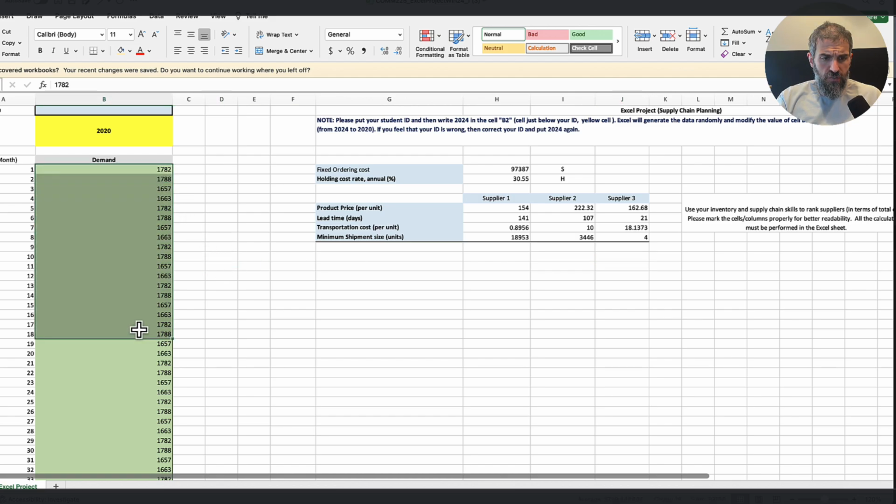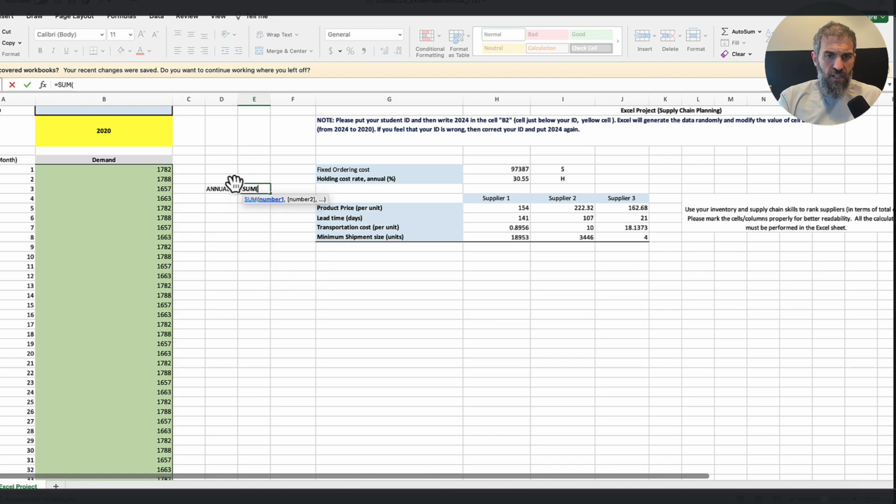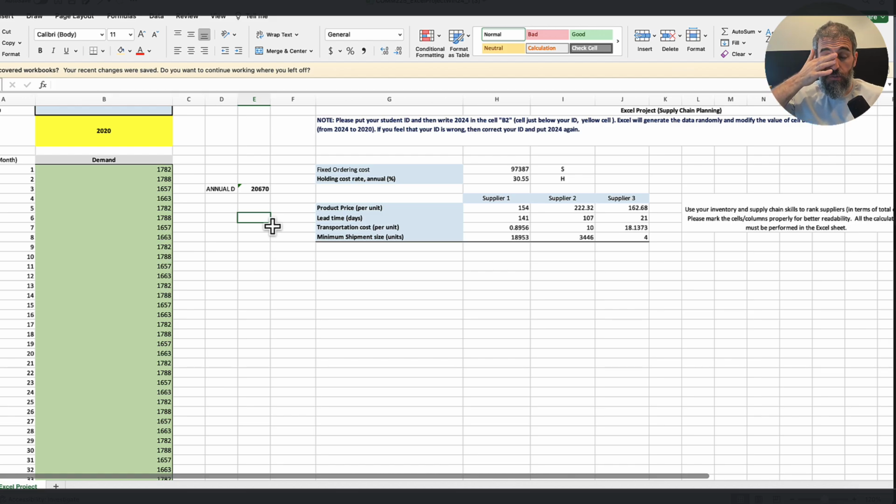You've got here a bunch of data, and it looks to me this is monthly, like the data repeats. So if you look at the first 12 months and then the next 12 months, it looks like that data is repeating. So I'm going to start by finding my annual demand, just by adding up one full year, like so. Okay, 20,670. It could be anything for you. I'm assuming the numbers will all be different for everybody.